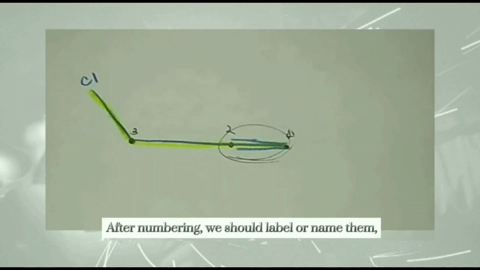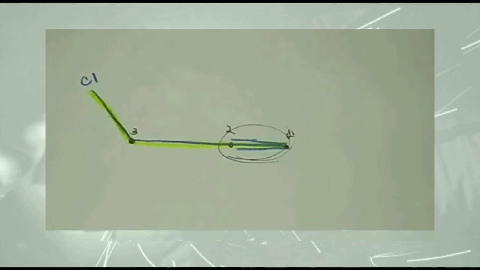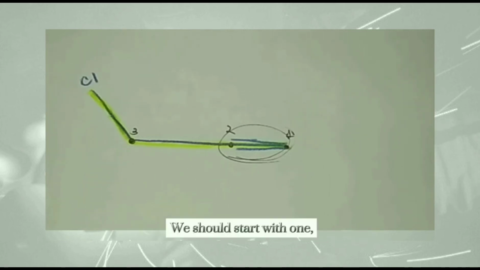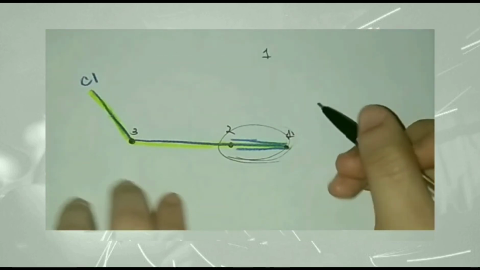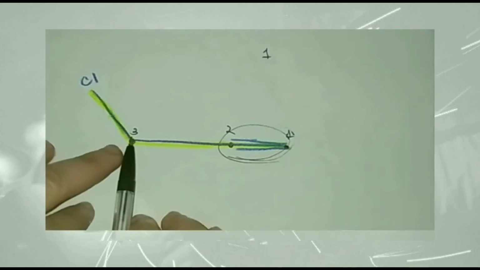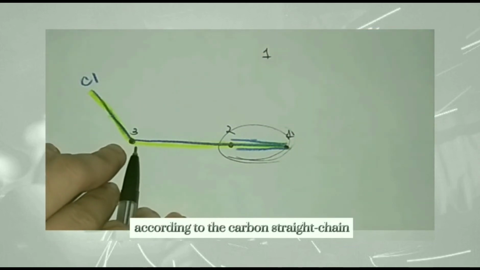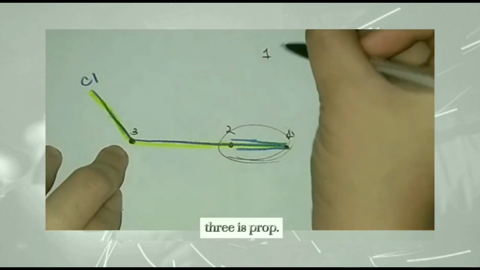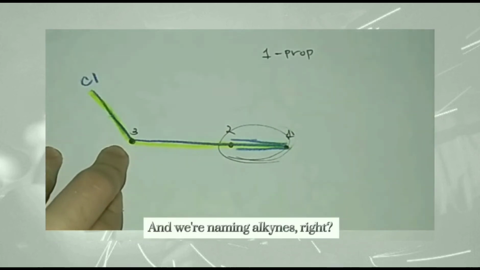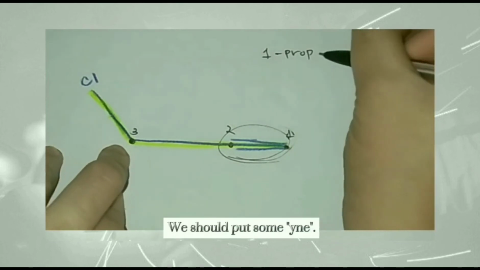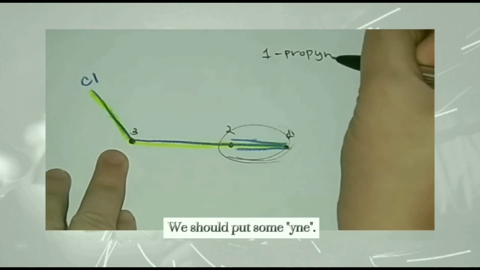After numbering, we should name the substituents that correspond to each carbon, in alphabetical order. So we start with number 1. And then we have 3 carbons. According to the carbon straight chain, 3 is prop. And we're naming alkynes, right? So we should put the -yne ending.